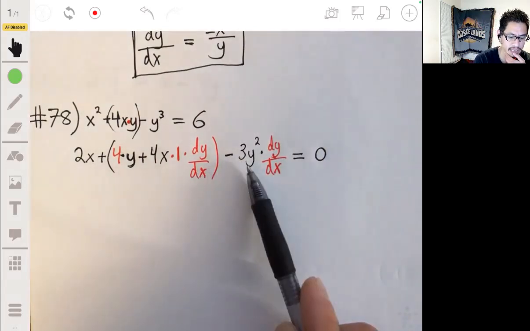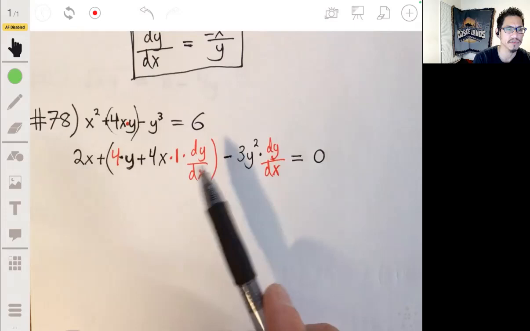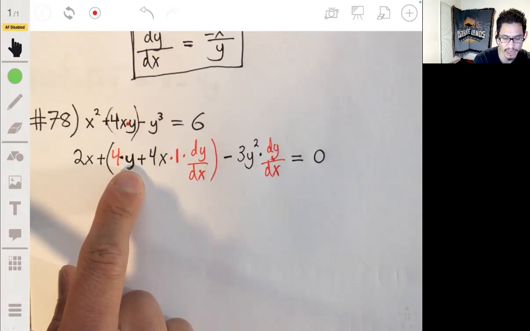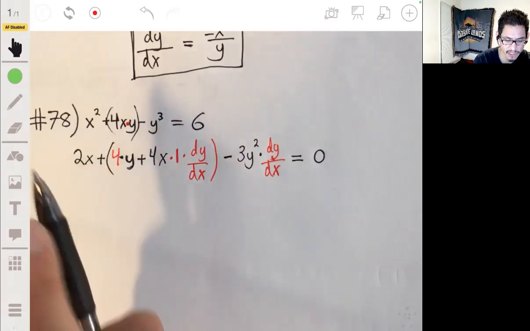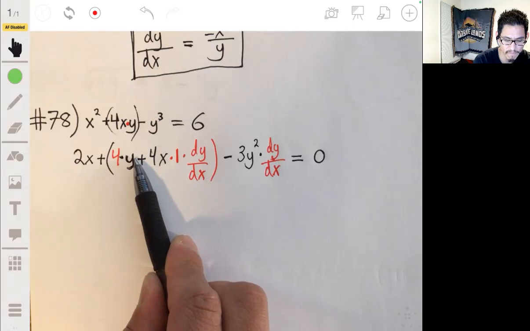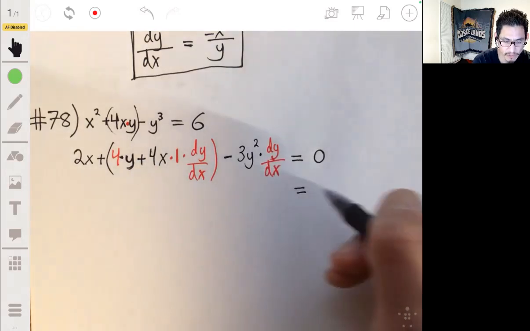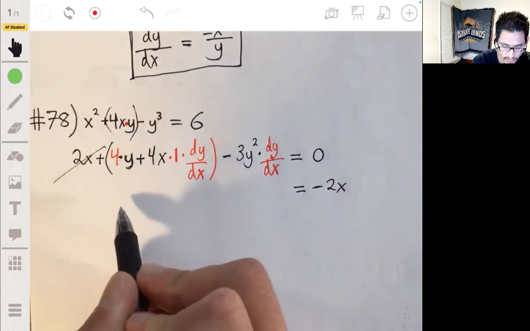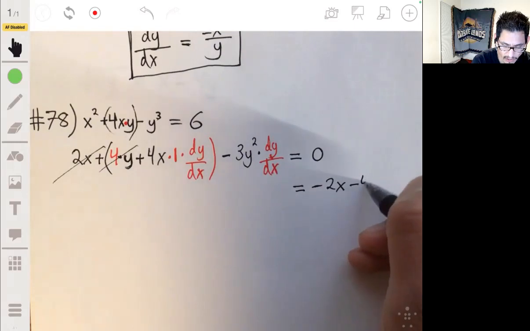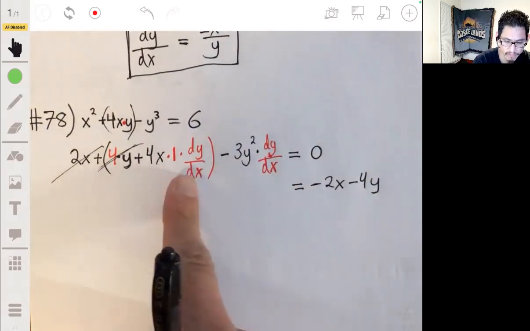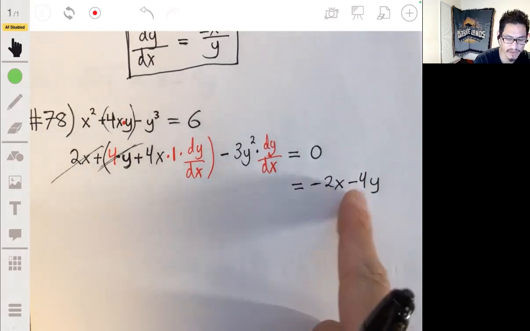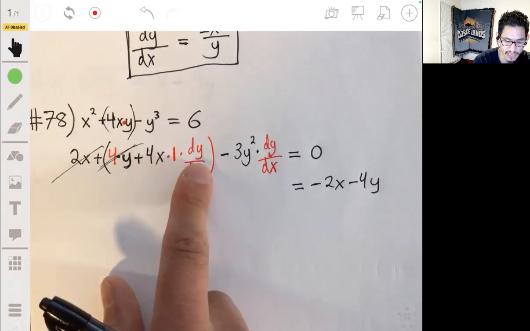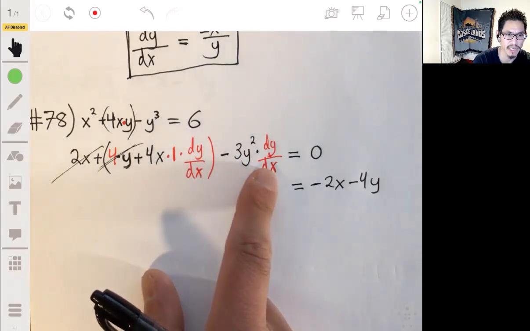Now we just solve for dy/dx, just treat it like a variable. So we're going to essentially subtract this 2x and 4y. So let's do that first. Subtract the 2x and 4y. And then on the right, we have negative 2x minus 4y. And on the left, we have 4x times dy/dx minus 3y squared times dy/dx.